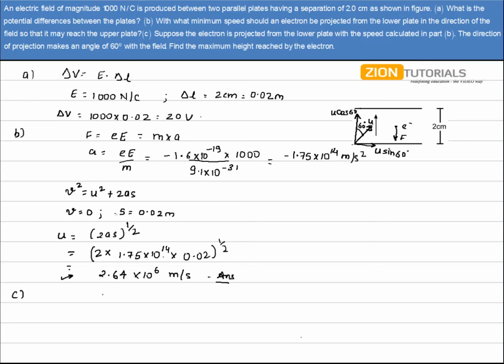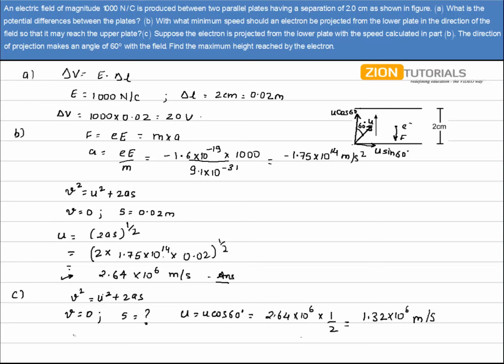So to calculate the maximum height reached, we will again use the formula v square is equal to u square plus 2as. At the maximum height, v will be equal to 0, s we have to calculate, and u will be equal to u cos 60, because that is the velocity in the direction of electric field, which is nothing but 2.64 into 10 to the power 6 into cos 60, that is 1 by 2, which comes out to be 1.32 into 10 to the power 6 meter per second.